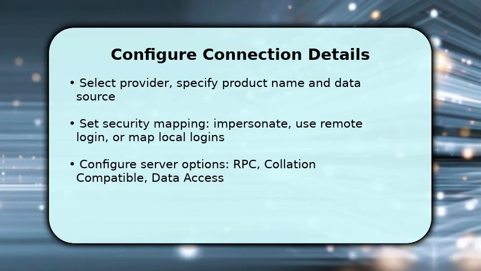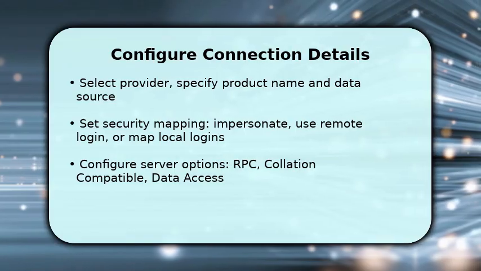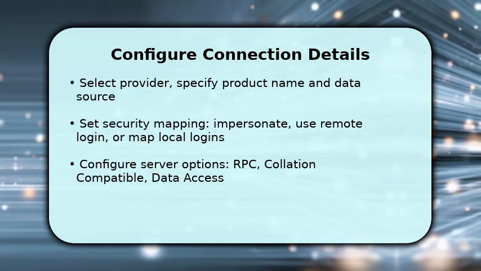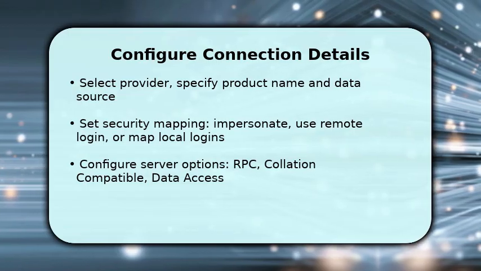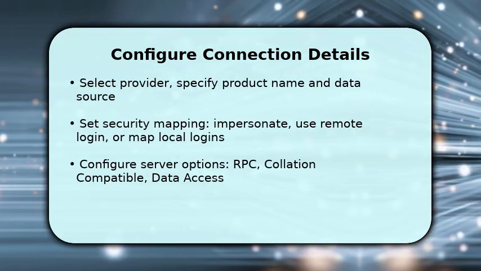Next, set the security tab options. Decide between impersonation, a fixed remote login, or explicit login mappings. This controls authentication and permission flow.